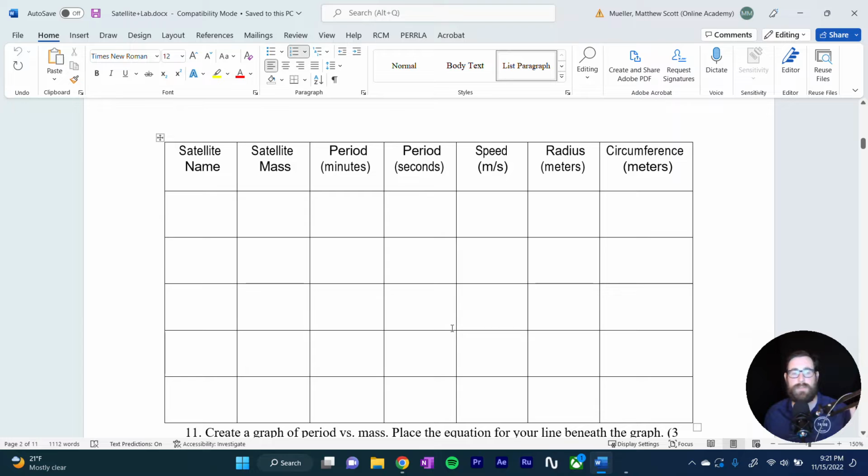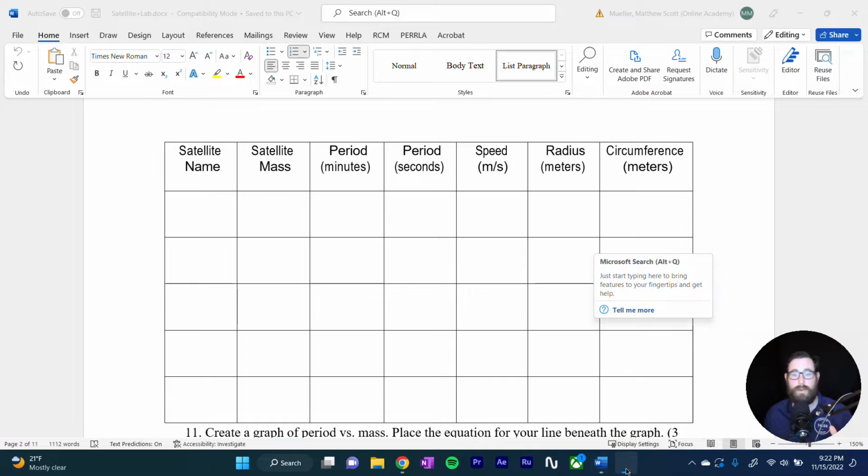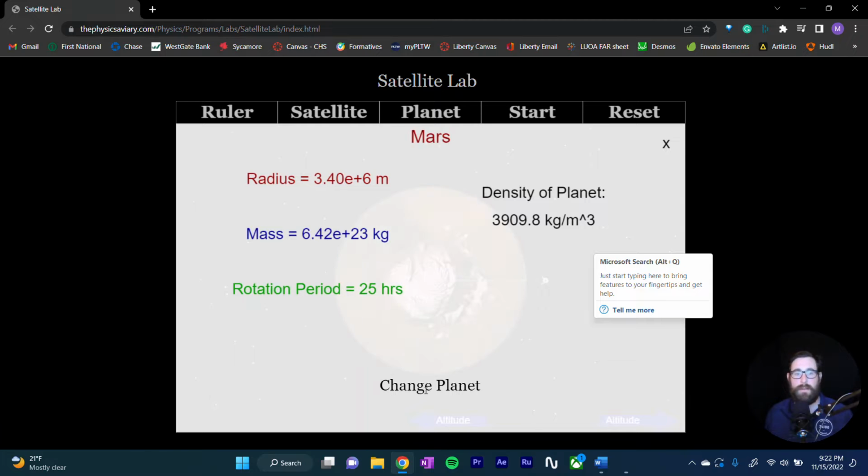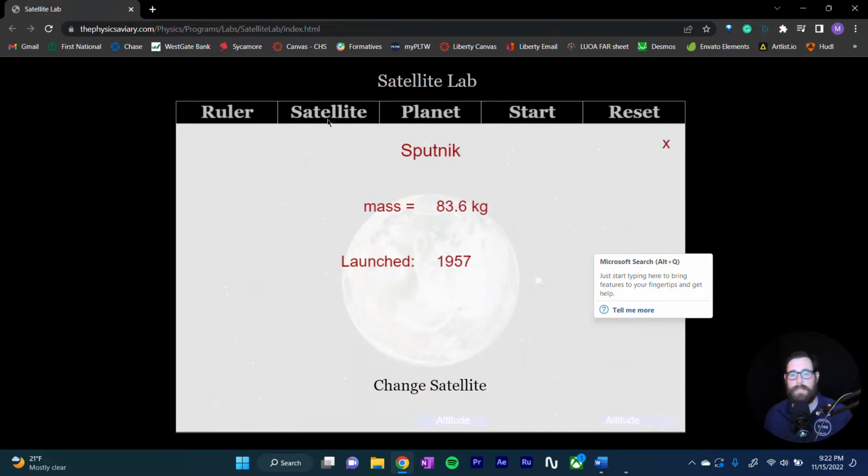So I'm going to give you a demonstration of how one line of this table will be filled out. To fill out the table, we're going to go over to our simulation. Here's what we're going to do. We're going to keep the planet the same. So you pick a planet. It can be Earth, Moon, Mars, Jupiter. I'm going to keep it at Earth. I like Earth. It's kind of a nice home to be in.